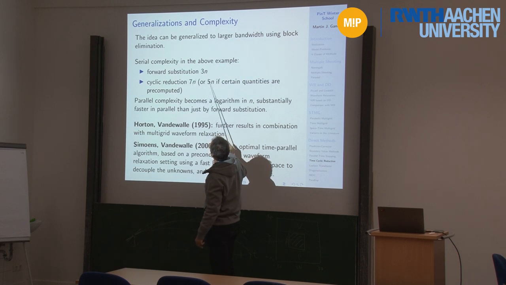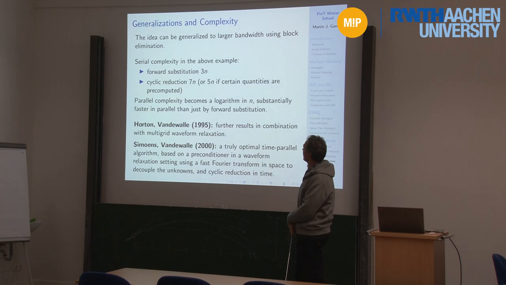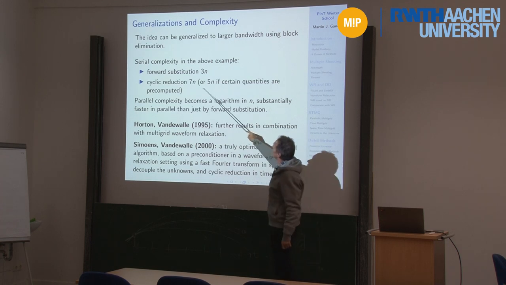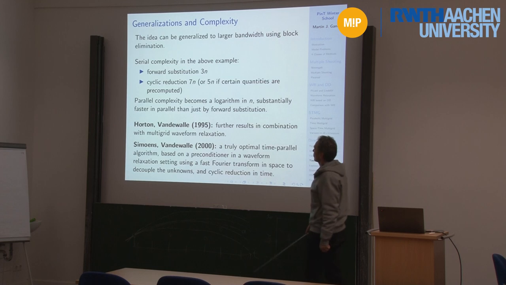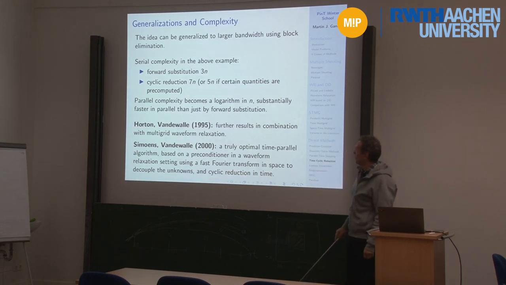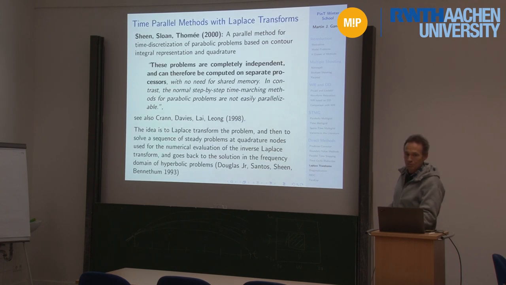Cyclic reduction is 7n, or if you optimize, it's 5n for certain pre-computed quantities. But if you do this in the tree way in parallel, it becomes a logarithm. And there are very good algorithms that use this. So this, in combination with waveform relaxation, gives a good algorithm. And it's a direct method. It's not iterative. You just collapse, and you go back to the tree and build it. This I also implemented only 2 weeks ago, and it really does work well.